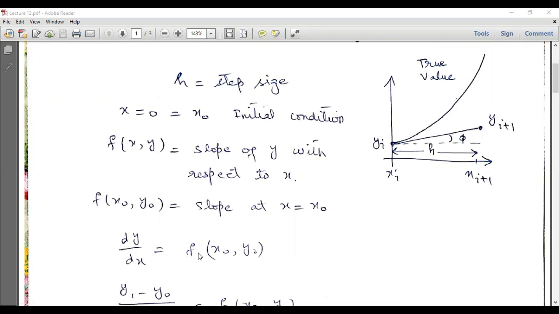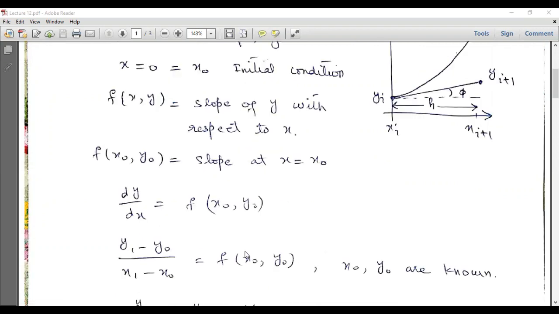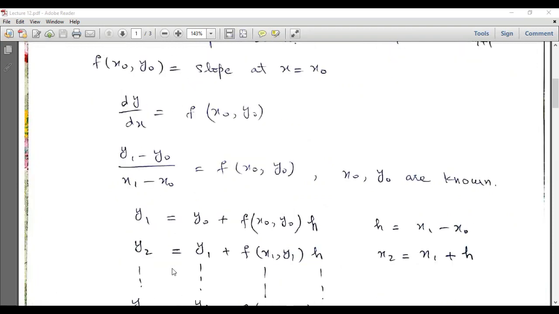And dy by dx is equal to f of x naught, y naught. This is the initial condition, and dy by dx means y1 minus y naught divided by x1 minus x naught. This is equal to f of x naught, y naught, and x naught and y naught are known because these are the initial conditions, and we can evaluate our function at the initial values x naught and y naught. So this function is known, y naught is also known, x naught is also known, and x1 can be evaluated. X1 is equal to x naught plus h, or x1 minus x naught is equal to h.